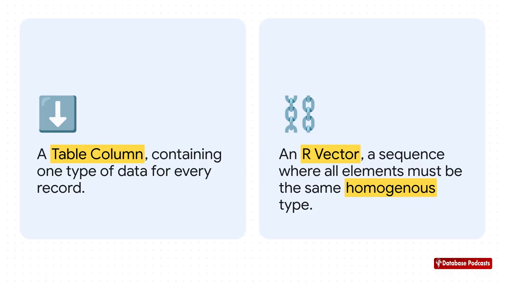And what about the columns in that table? Well, in R, each column is something called a vector. Now, here's the key rule about vectors, and it's a big one. A vector can only hold one type of data. It's got to be all numbers or all text or all dates. And this rule, this homogeneity, is the secret sauce behind why R is so darn fast with calculations.